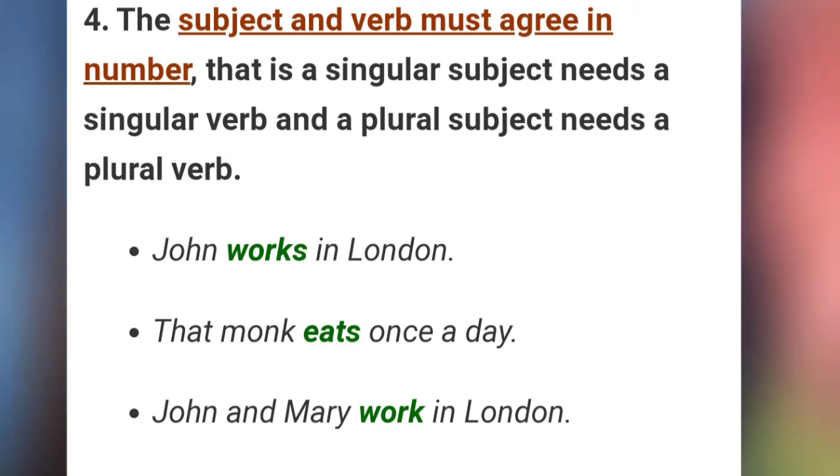John is a singular subject. Works is a singular verb. No matter that we are writing works as W-O-R-K-S, there is an S, but works is a singular form, okay, in London, right? But if I say John and Mary works in London, the sentence will be wrong because John and Mary are plural. So the plural form of this verb is work and not works. So John and Mary work in London is the correct phrase.